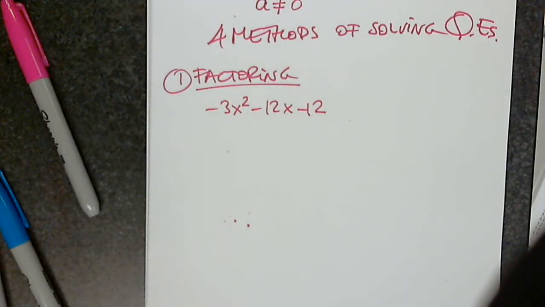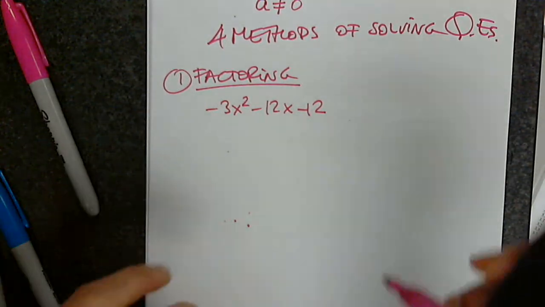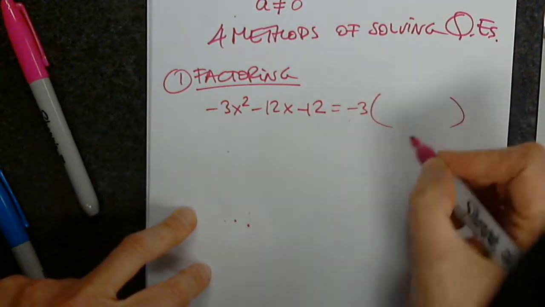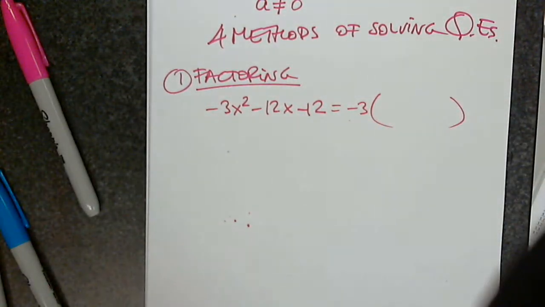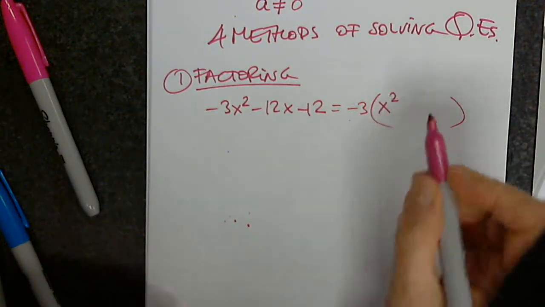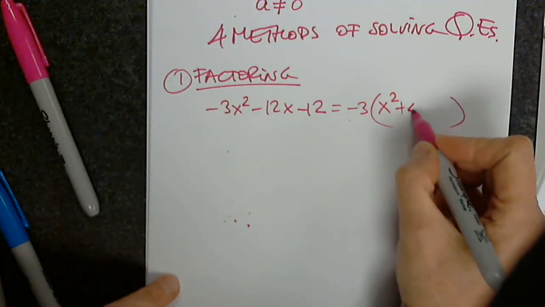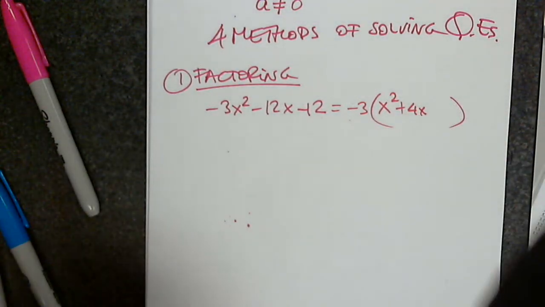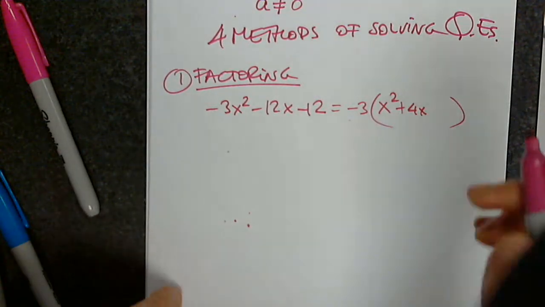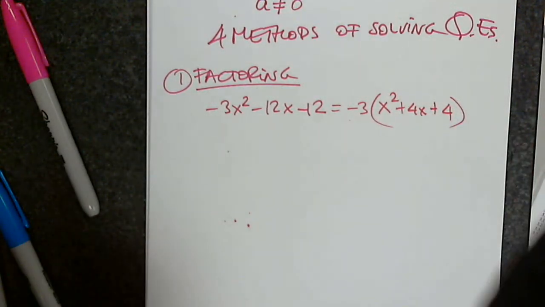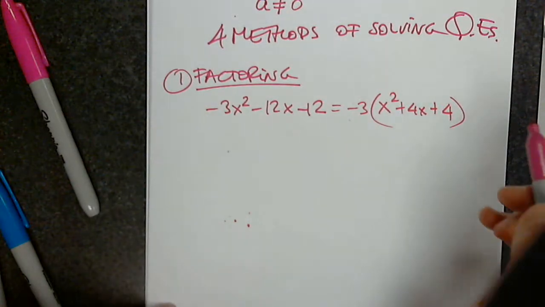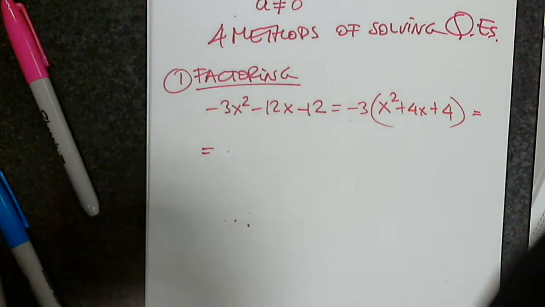What will you factor out? Very good, awesome. Negative 3. What is left in parentheses? X squared, very good. 4x. Very good. Careful. Plus 4. Let's try.